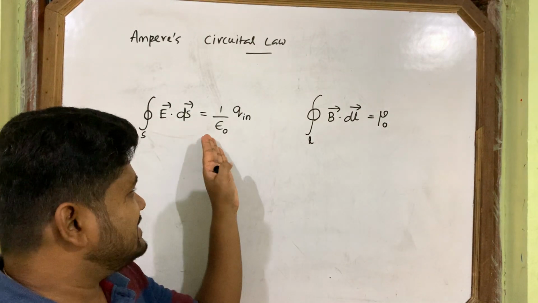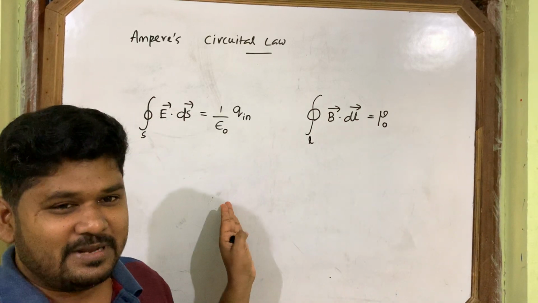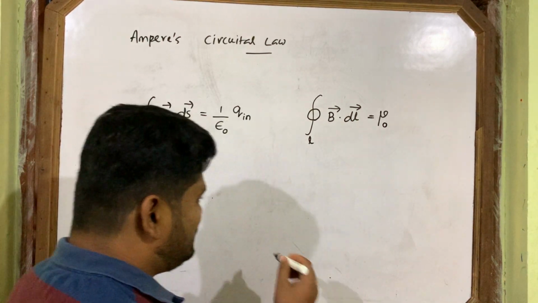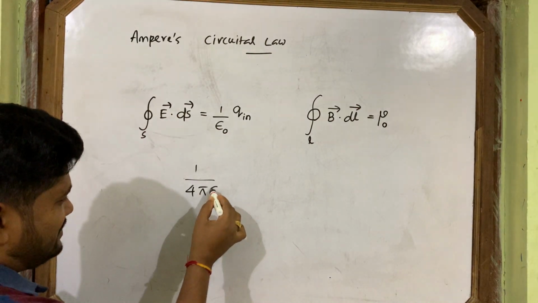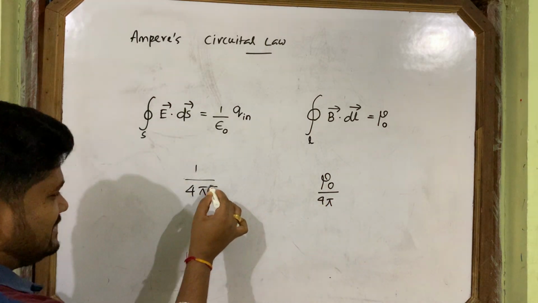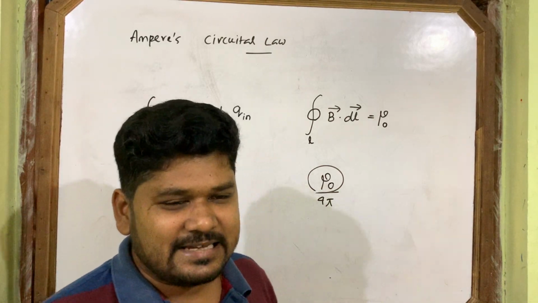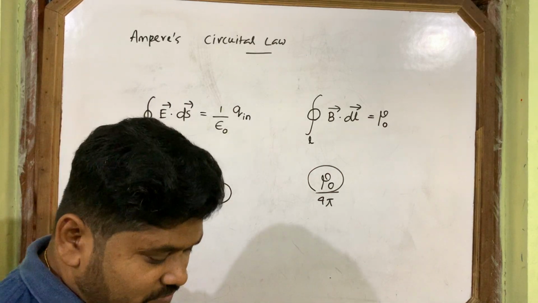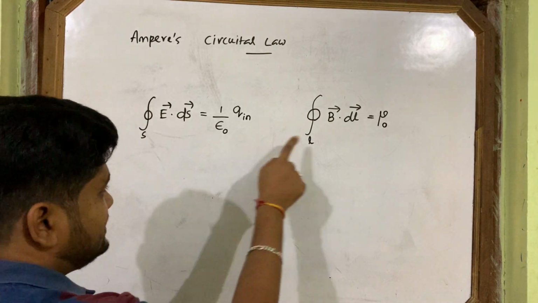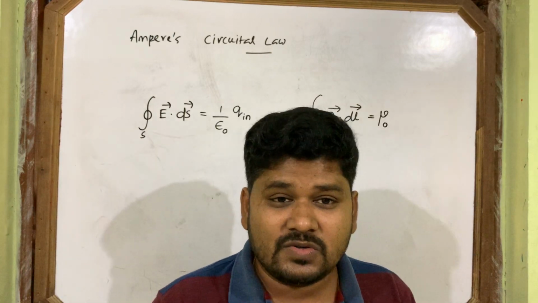Epsilon naught always remains in the denominator and mu naught remains in the numerator. You know the constant in Coulomb's law is 1 by 4 pi epsilon naught, but the constant in Biot-Savart law is mu naught by 4 pi. One is in the denominator, the other is in the numerator. They always remain like this, experimentally. So now it is mu naught times, just like 1 by epsilon naught times.